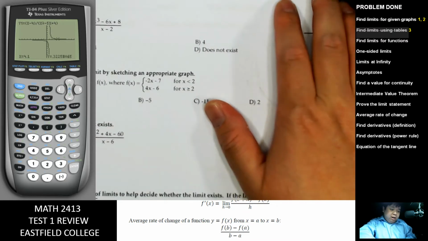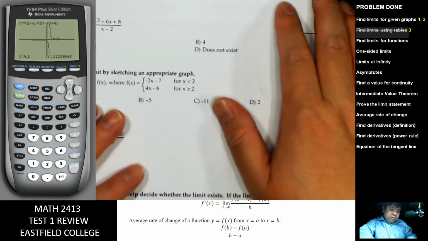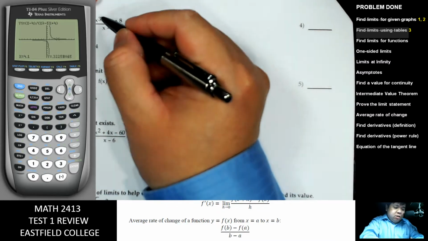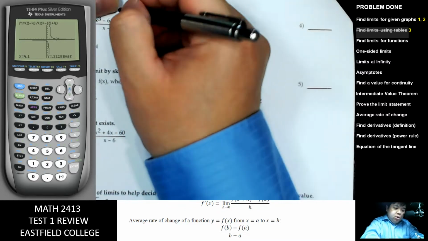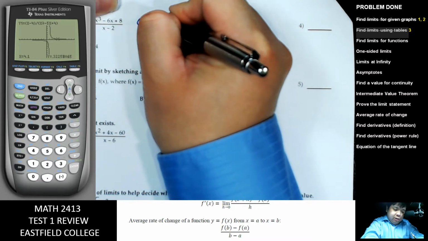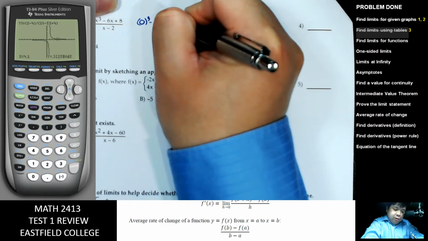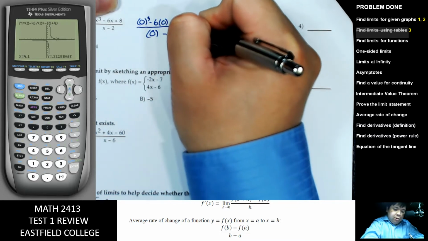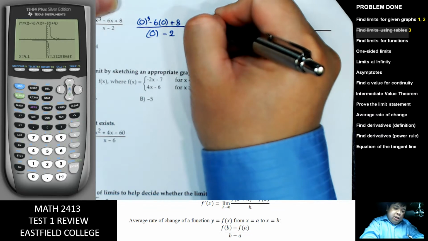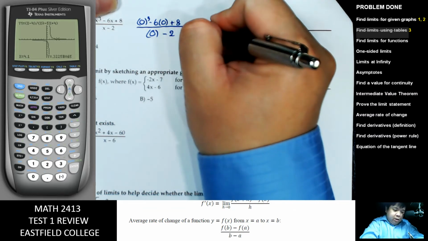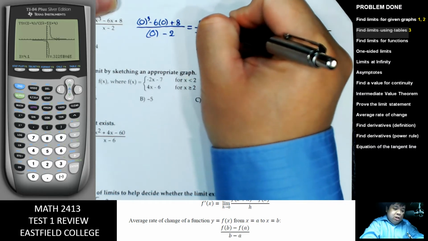Next, 5 limit for the function. So let's look at number 4. Also, the first thing when we try to find the limit is just put in the number. So we put in 0, and that gives us 8 over negative 2. So that is equal to negative 4.